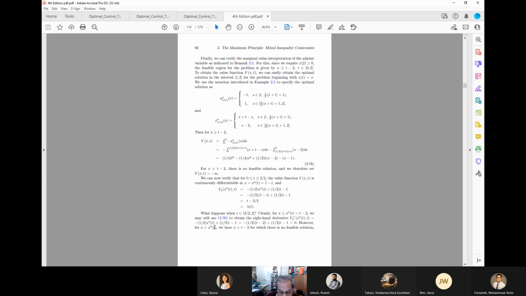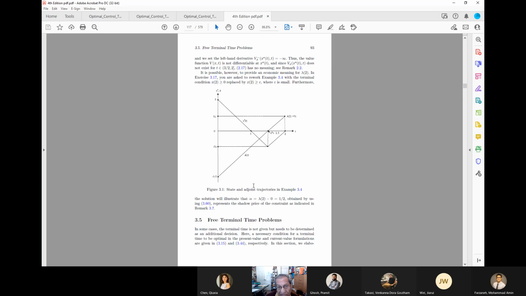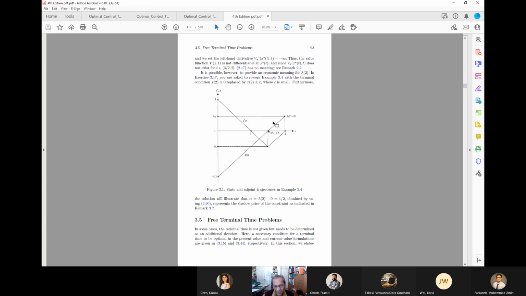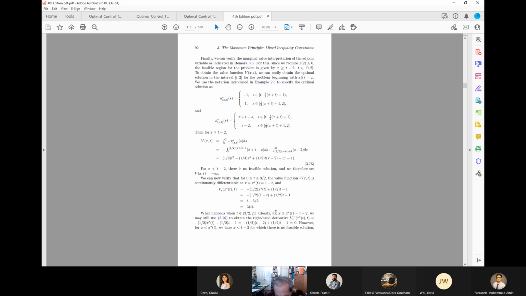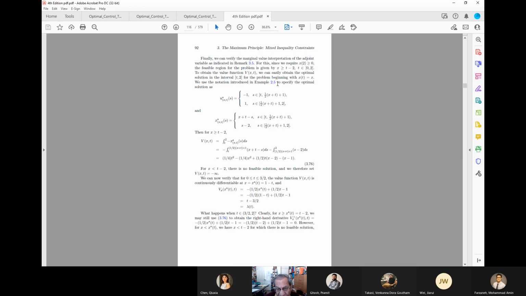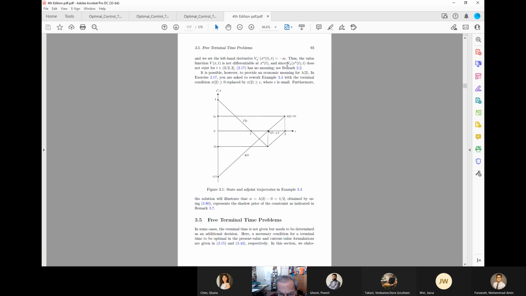However, for x less than x star t, there is no feasible solution, and so v of this is minus infinity. So what I'm trying to say is that in these cases, the value function is not differentiable, because on one side it is this and on the other side it is this. For x above the optimal trajectory I have this derivative, and below I have this derivative. So the left and right hand derivatives are different. So v sub x does not exist. The value function is not differentiable.